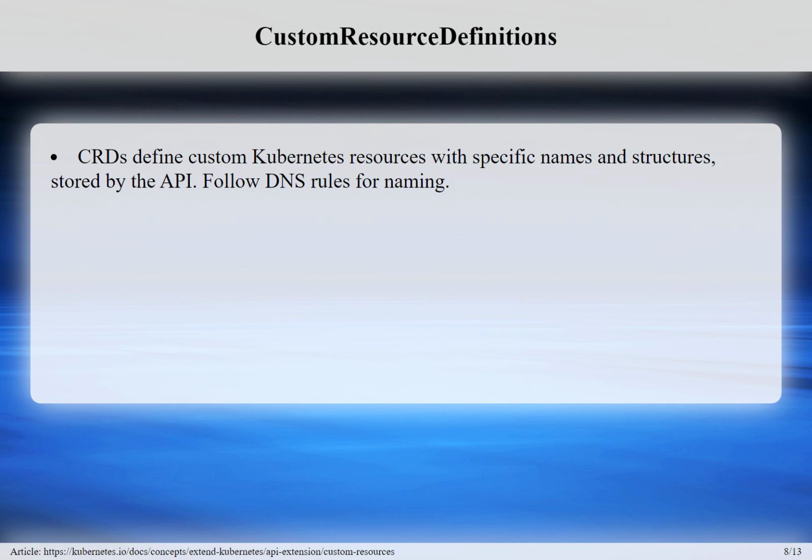Custom resource definitions. The custom resource definition, CRD, allows you to define custom resources in Kubernetes. By creating a CRD object, you're making a new custom resource based on your desired name and structure. The API takes care of storing and making your resource accessible. Important tip. Ensure names follow DNS subdomain rules, whether it's the CRD name or an object under it.